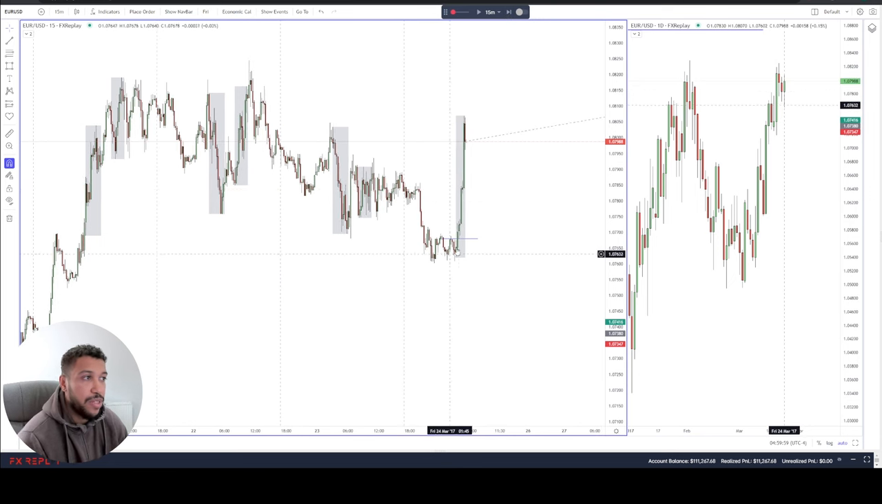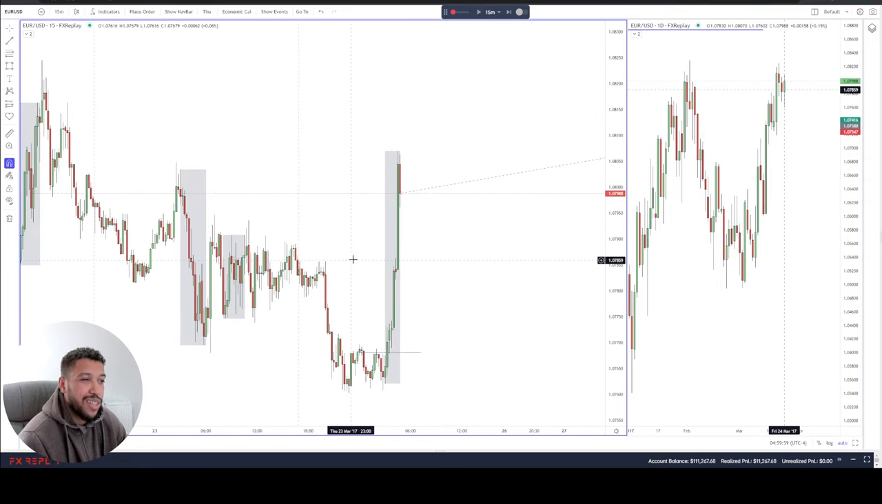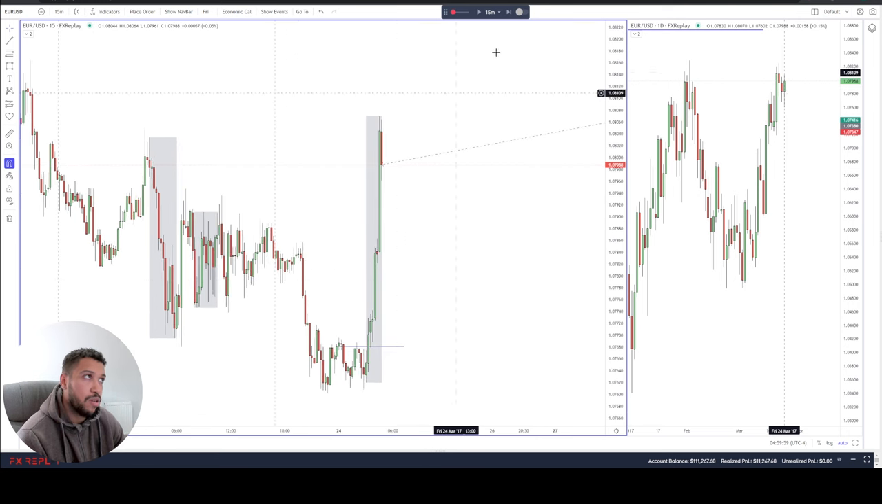Right, that never happened. Instead, we displaced higher. So in this case, I don't know if I like this one. If price comes down into here, would I take it? Yeah, I would. So if price comes down below this candle here into this fair value gap, then I'll be willing to go long.